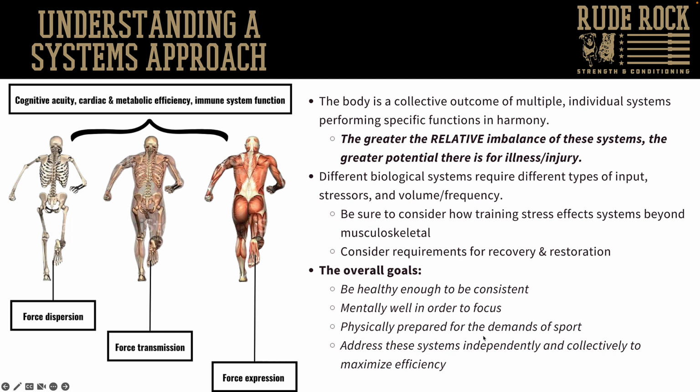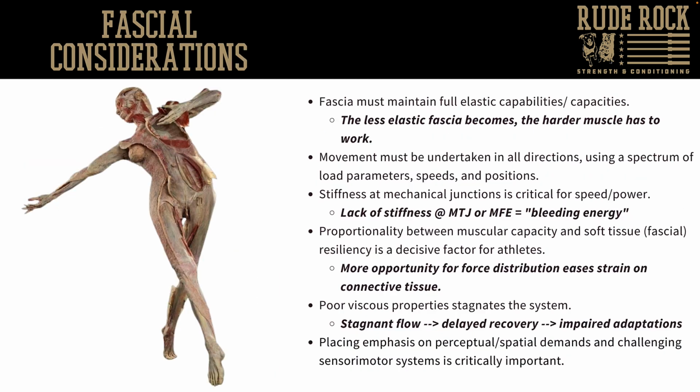And then to close out, physically prepared for the demands of sport and address the systems independently and collectively to maximize efficiency. So that's really what we'll get into right here. First, though, quickly on fascial considerations, this is an important slide because I think with, again, the conventional nature of strength and conditioning, we have just been beaten over the head with how do we maximize muscular capacity and output, how do we maximize tendon output, and those things are great.